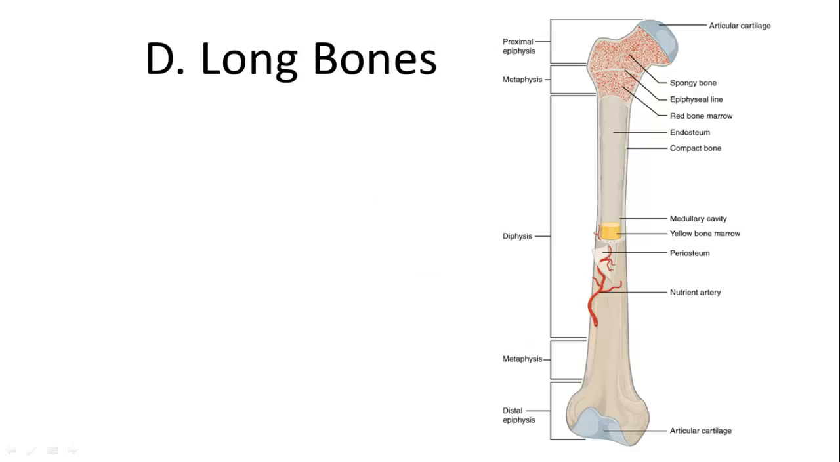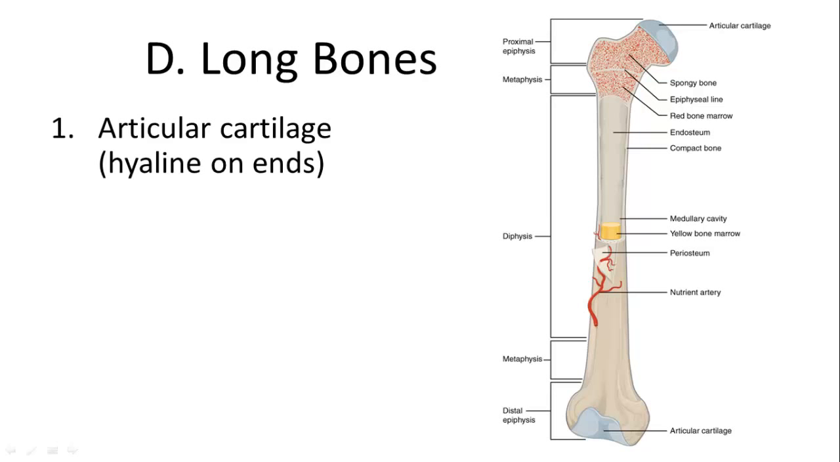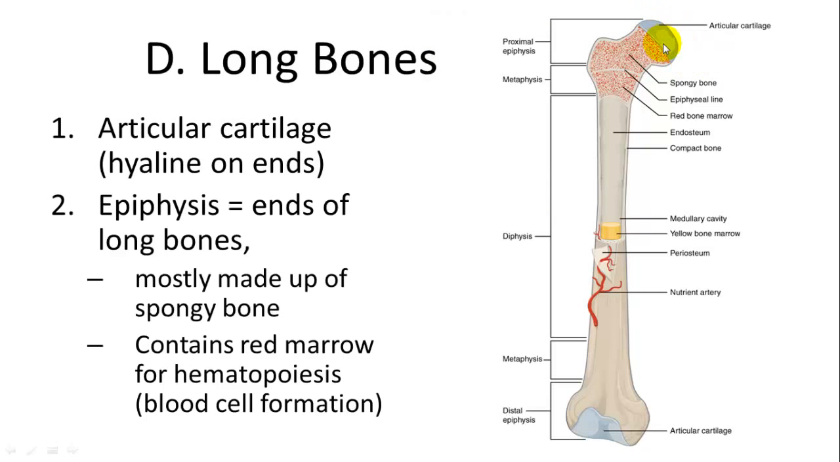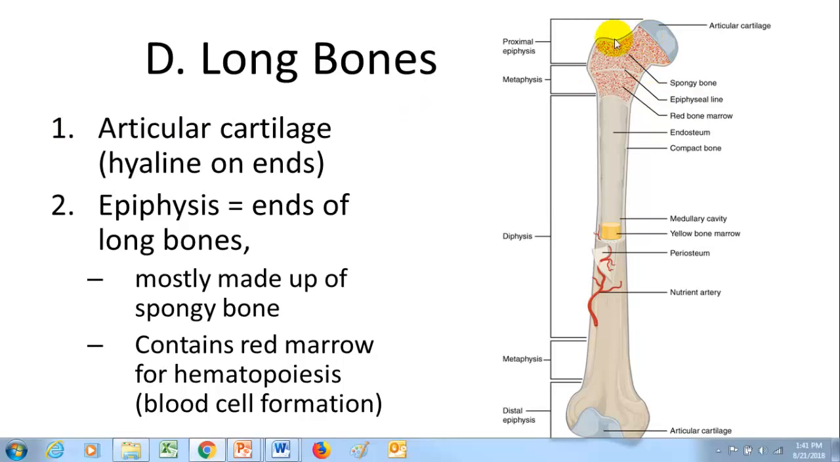Long bones have areas on the end, so these are generally the moving parts of your appendages. And they have an articular cartilage point, which usually is at the joint up here. They have an epiphysis, which is the end of the long bone, which is mostly made up of spongy bone and has bone marrow, generally red bone marrow, in there.